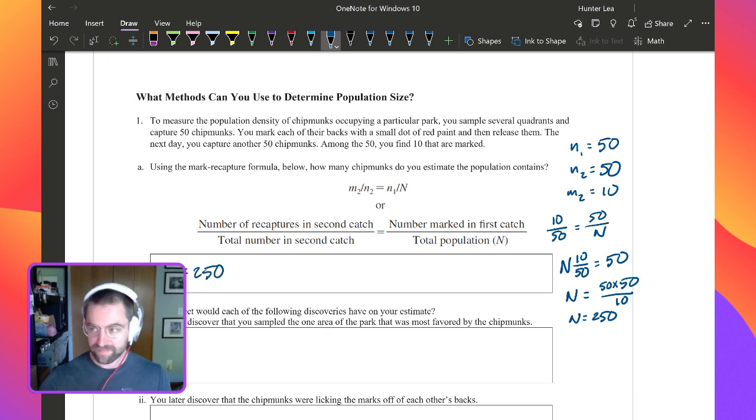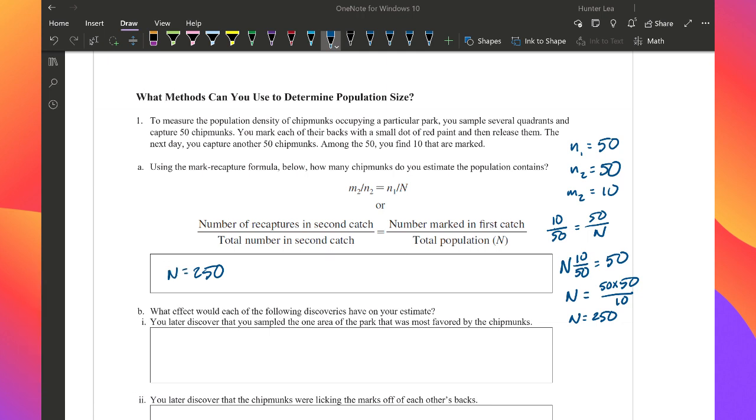All right. I'm going to get rid of my face here so that we can see the full screen.